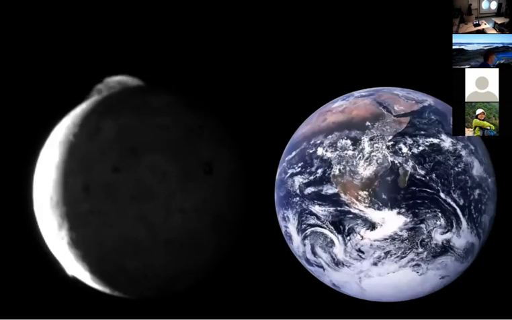So this is Io on the left and Earth on the right, scaled similarly. Io is in fact only slightly larger than the moon, but it loses 40 times the amount of heat per unit area that Earth does. So if you want to wonder what a terrestrial body might act like, if it's much hotter, Io might be a good place to start.